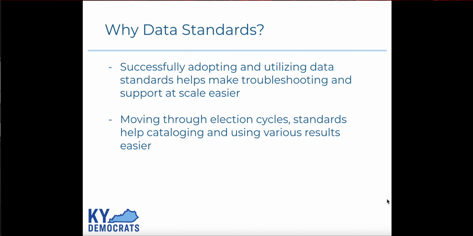Additionally, moving through election cycles, these standards help better catalog the results for the long run, and make sure that when folks want to use these results in the future, they'll know what they actually mean. Having a standard 1 through 5 scale for support ID will help make sure folks pulling that master survey question for a state house race from 2020, for instance, know what those IDs mean and are able to utilize them in their campaign.